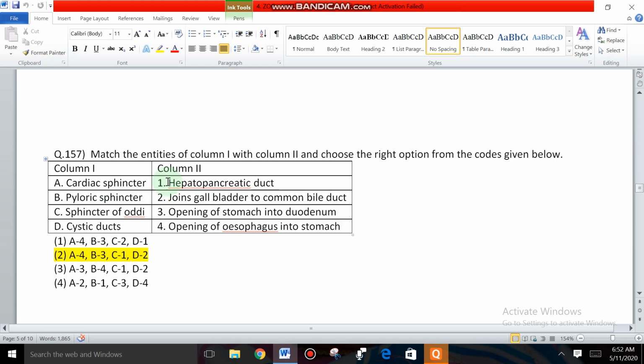A, sphincter of Oddi, hepatopancreatic duct. The hepatopancreatic duct is formed when the common bile duct from the liver joins the pancreatic duct, and the hepatopancreatic duct opens into the region of the duodenum. It is guarded by the sphincter of Oddi, right? And cystic duct, what? Joins gallbladder to common bile duct, right? So that is the cystic duct. Okay. And whatever diagram is given related to the liver and gallbladder, that diagram labeling is also most important, right?